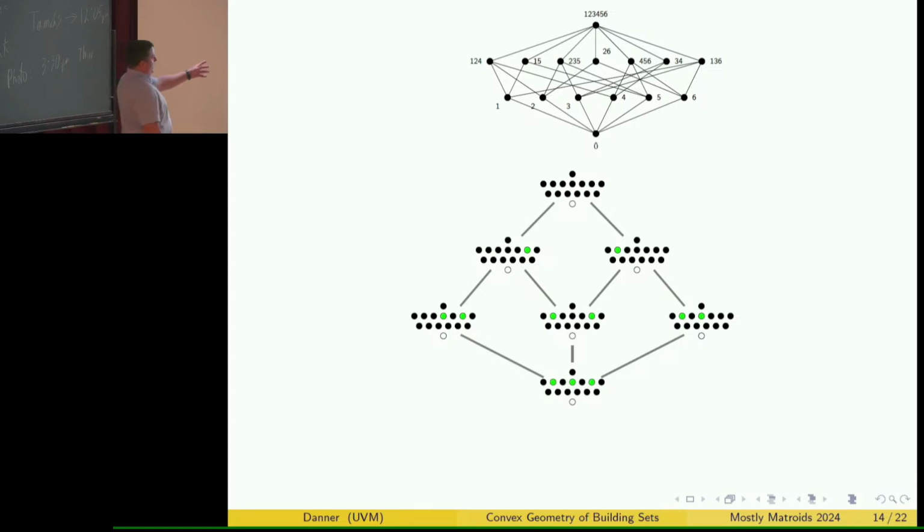Now, I haven't specified a linear extension here, but you could certainly come up with one. Let's say the green elements mean that element's not in my building set. So each one of these represents a building set. This one's the set of all irreducibles.